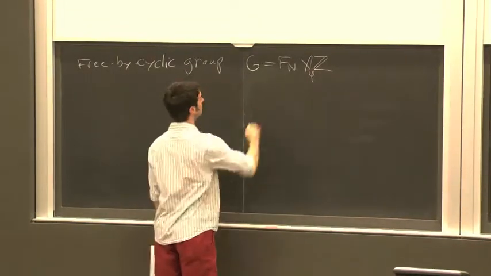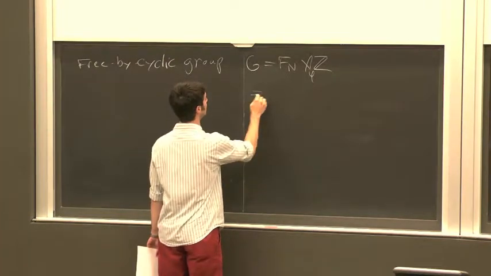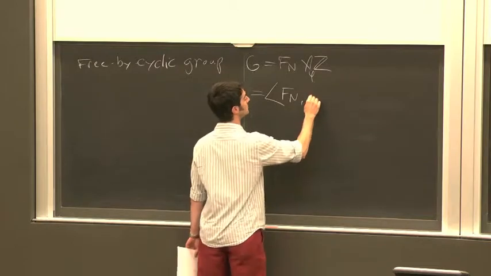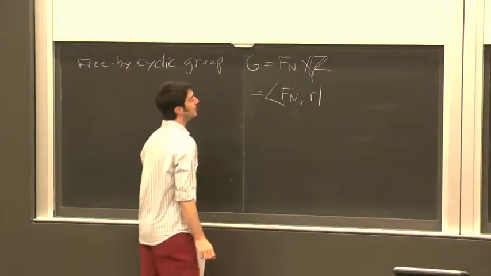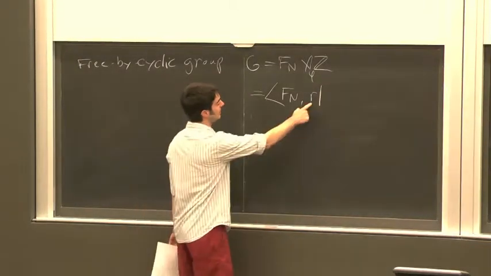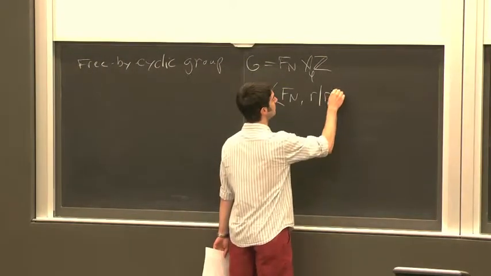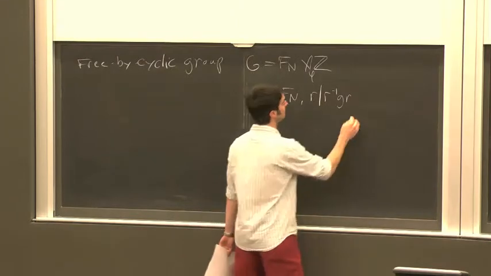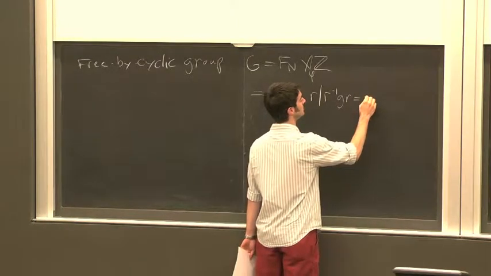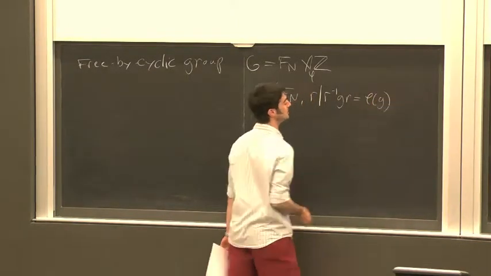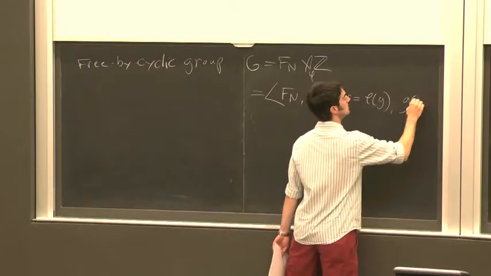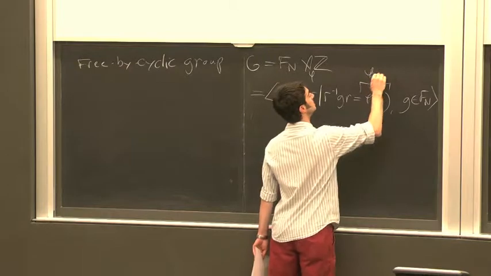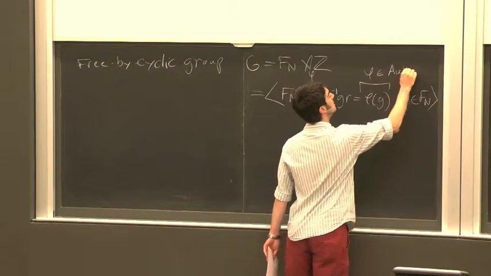And if you forgot how semi-direct product goes, let me just remind you. It's the group generated by the free group F_n with one extra generator, call it R, and it has the relations that R acts on F_n by conjugating by this automorphism. So for every g in F_n, you assign this conjugate to be the image of g under your map. Here, this phi is some automorphism of your free group.